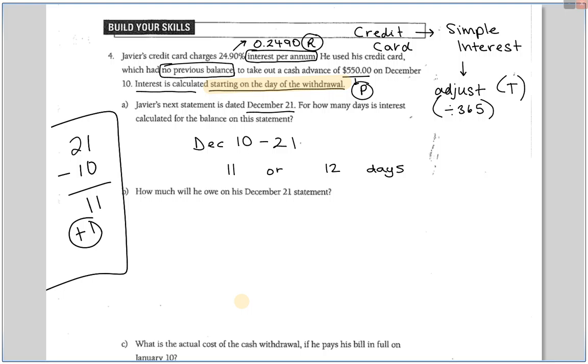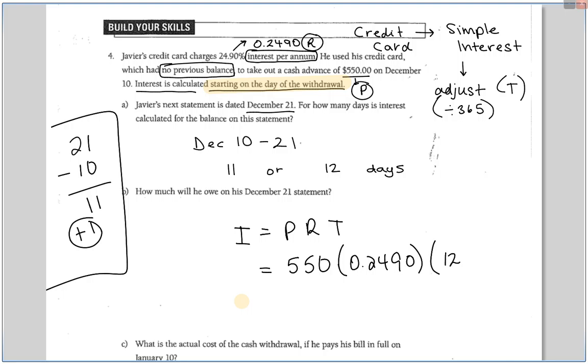So how much will he owe on his statement? I equals PRT, 550, 0.249. Is that high, by the way? Is that a high interest rate? It's massive in terms of interest rate. That's as high as it usually ever gets. That's like mafia style. Okay? And then the last one, how many days? 12 days. And then what do we do to the days? We divide by 365 because that term has to be in years.